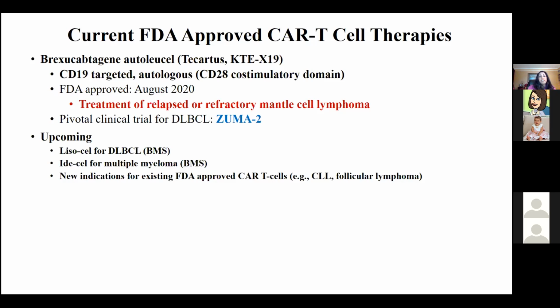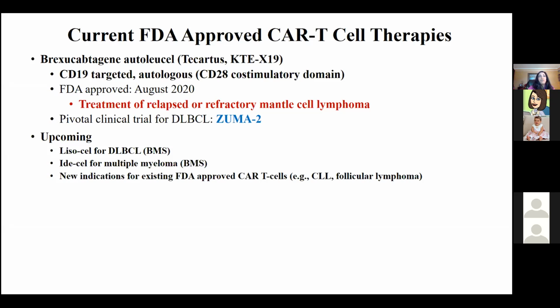There are multiple CAR T cells that are pending FDA approval and will be commercially available in the next year or two. Lysocell is another diffuse large B cell lymphoma product from BMS that is going to be approved later in November, most likely. Ide-cel is a drug that targets B cell maturation antigen, which is present on plasma cells and is used for treating multiple myeloma. That will possibly be approved next year.